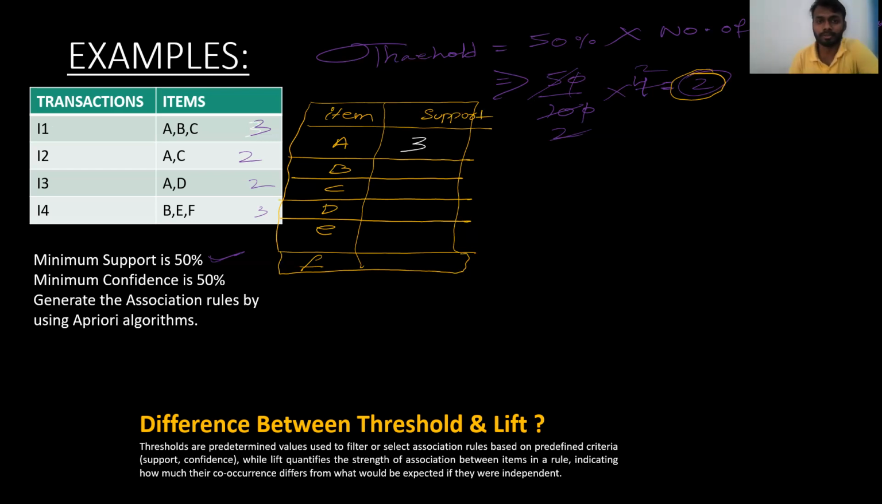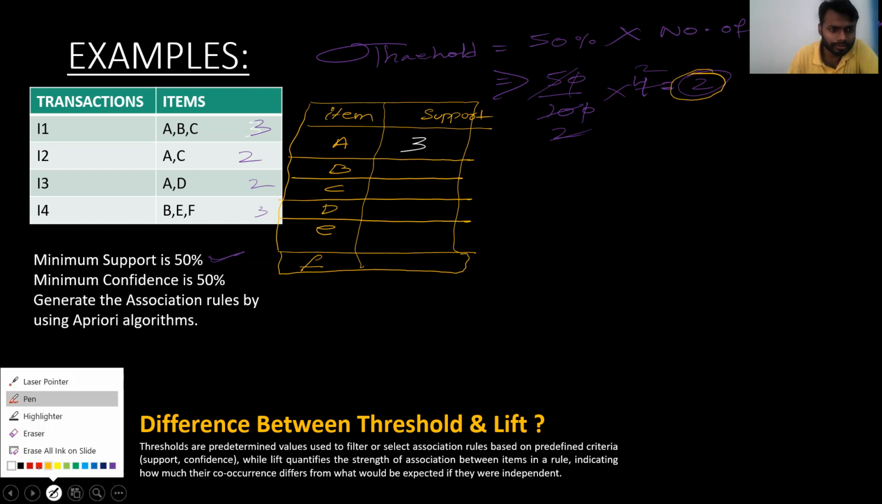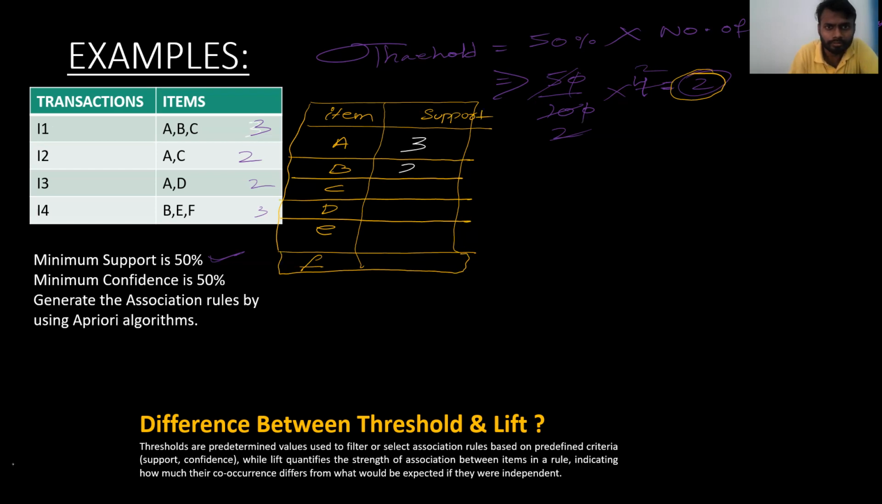Okay. So now, here B is total how many times? 1 and 2. It means B is 2. Similarly, C, what about C? 1, 2. So there is 2. Okay. D is what? D how many times? Only transaction 3 part. So D is 1. So what about E? E is only 1 time. So 1. What about F? F is only 1 time. So 1.